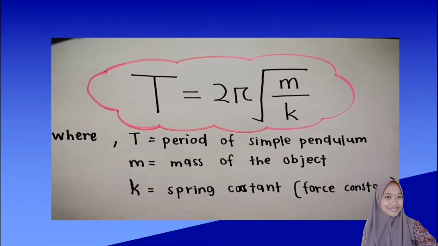So ini adalah dia punya formula untuk kira the period of single spring, which is T equal to 2 pi square root M over K. T is the period of the spring, M is the mass of the object, and K is the spring constant.